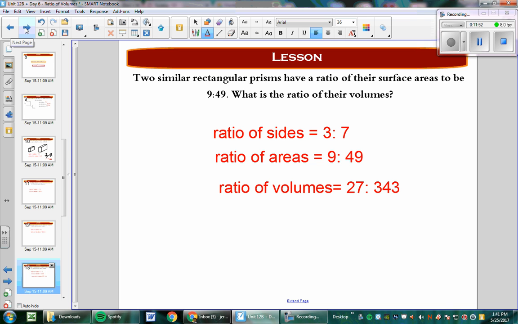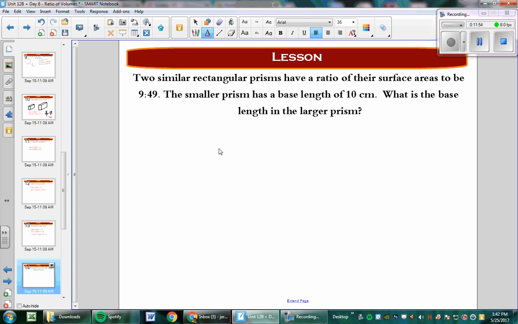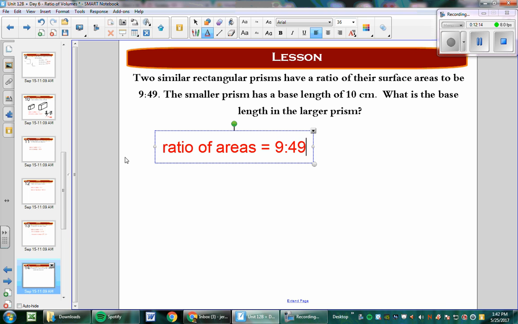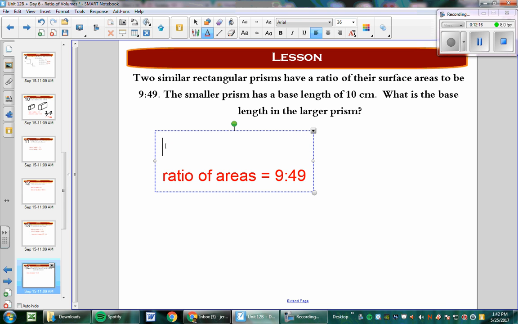Now, sometimes we have to use certain ratios, like in this problem. Two similar rectangular prisms have a ratio of their surface areas of 9 to 49. The smaller prism has a base length of 10. What is the base length of the larger prism? So the ratio of areas equals 9 to 49. The ratio of sides, or all lengths, will be the square root of those. So that's 3 to 7.